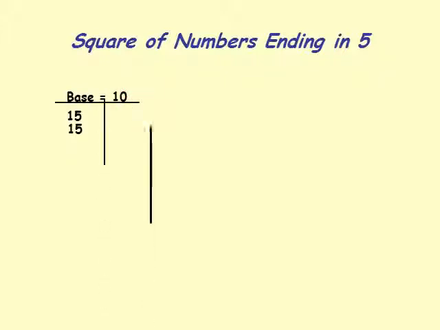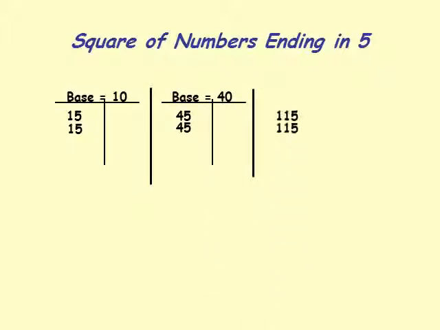Let's take another example now. The next example is 45 squared, 45 times 45, and our base is 40. I'm going to choose a base of 40. Another example is 115 times 115, the square of 115, ending in 5. The two digits on the left are 11, and we choose a base of 110, which I got from 11 times 10. This is 4 times 10, this is 1 times 10.